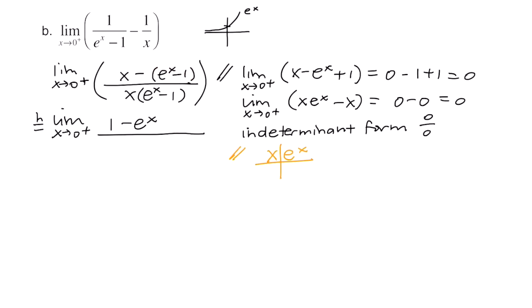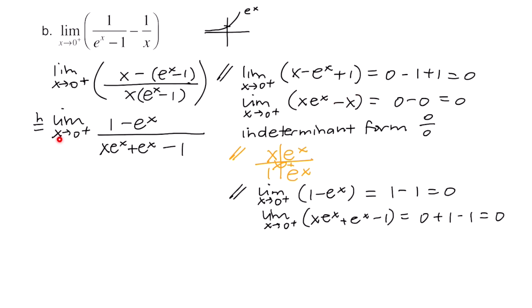is 0. For the denominator, remember we distribute the x to both, so you have x e to the x minus x. To take the derivative of x e to the x, we're going to use the product rule. So when we use the product rule, we get x e to the x plus e to the x, and then finally we want to take the derivative of this negative x, which is going to be negative 1. And when we check the limit of the top and the limit of the bottom, we get 0 over 0, which is going to be of indeterminate form 0 over 0 again. So we're applying L'Hopital's rule again.